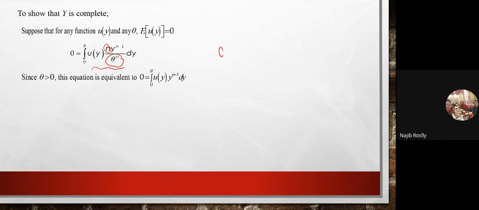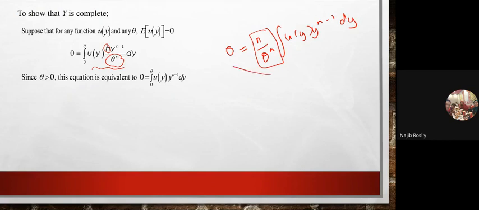So we have the integral from 0 to theta, with n over theta to the power n, times u(y) y^(n-1) dy. This part does not depend on y, so you can bring it to the left side, and it is 0. That leaves you with this integral. So now the question is how you make sure that this is equal to 0.